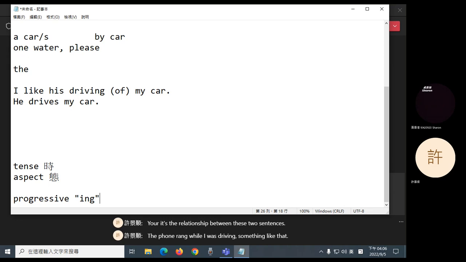So the point is not, does the action take time? Every action takes time. The point is, is it important to let people know that this action was continuing compared to your other actions in the essay, compared to the other sentences?